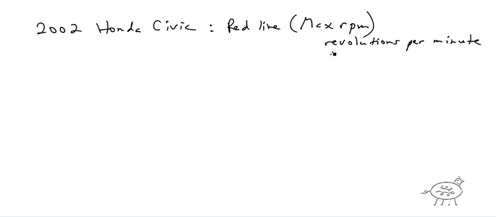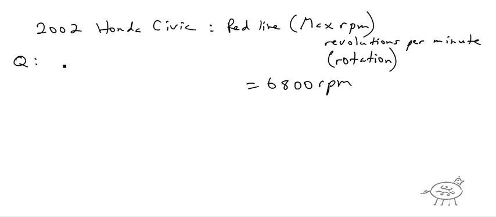Okay? And another word for revolution is a rotation, because a revolution is going around one time, and that's what a rotation is. But that is equal to 6,800 RPM. That's the red line of my car. That's the maximum. And if you go above that, the engine could actually blow up. Okay? So you don't want that to happen. And a couple questions: first one is how many revolutions per second? This is revolutions per minute.